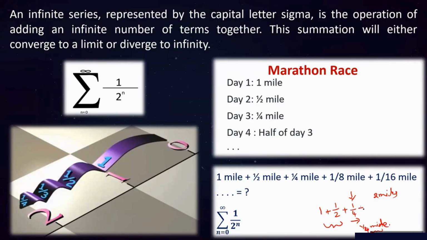But see, on day four, how much has he run? It is only 1/8 mile. This 1/8 mile is again half of what is left, right? So when he completes this 1/8, how much is left again? It is again 1/8. Next, on day 5, he has run only 1/16 mile, which is again half of what is left here. So like this, what is happening here?